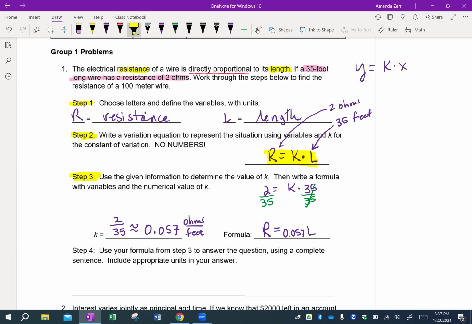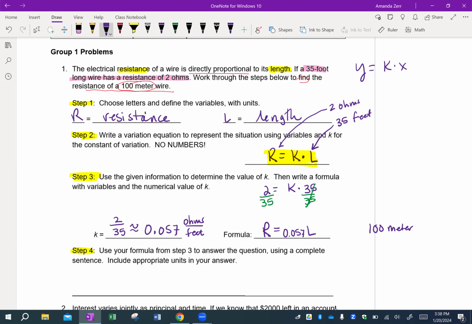And finally, now I get to actually answer the question. In step 4, I am answering the question. Let's figure out what the question is. Work through the steps. Here it is: find the resistance of a 100-meter wire. So I think, maybe I can just plug 100 in here for length, but it's not going to work quite yet because that is 100 meters, and our units were in feet. So let's first convert 100 meters to feet.